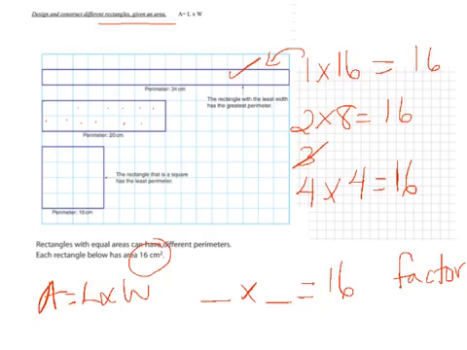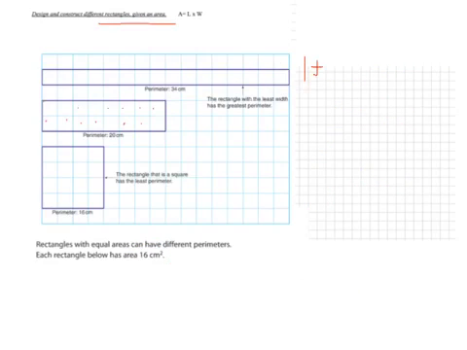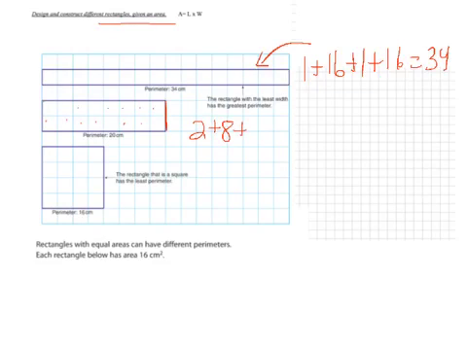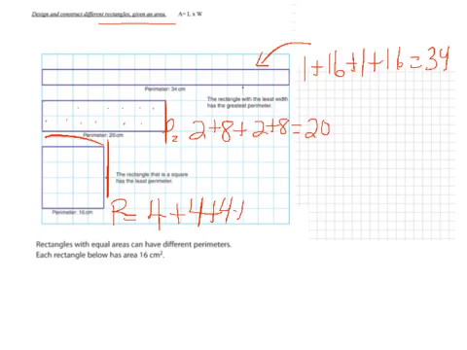At this point, let's take a look at the perimeter for each of these. Well, 1 plus 16 plus 1 plus 16 equals 34. So that's our perimeter for this one. Perimeter for this one, remember, was 2 by 8, so 2 plus 8 plus 2 plus 8, which gives us 20. Our perimeter for this one, remember, it was 4 by 4, so 4 plus 4 for the two sides, and 4 plus 4 for the other two sides, equaling 16.